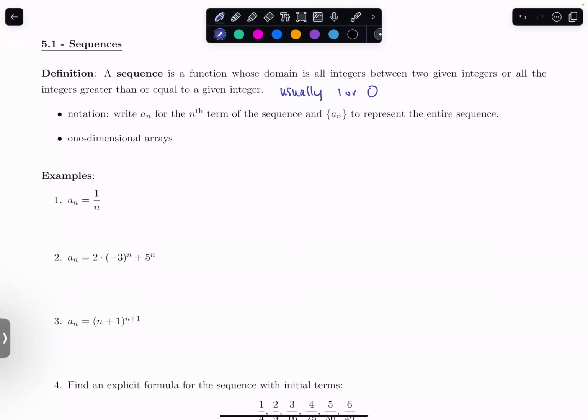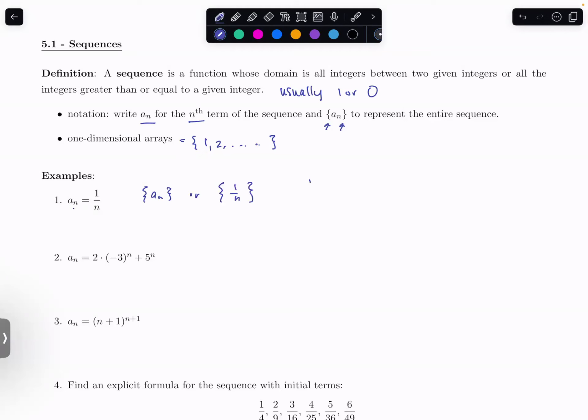This is going to make sense when we do examples. A sub n is the nth term of a sequence. Use the curly braces to represent the entire sequence. These are, for you computer science people, one-dimensional arrays. And so that's how this goes. So a sub n, the nth term in this sequence, is 1 over n. So this you could write as a sub n, or 1 over n.